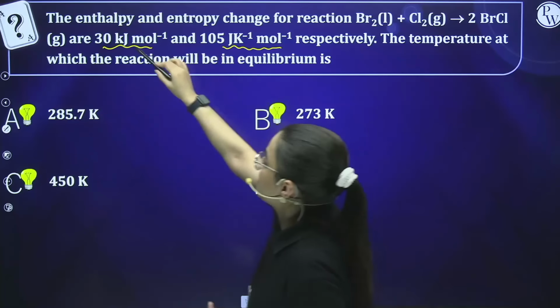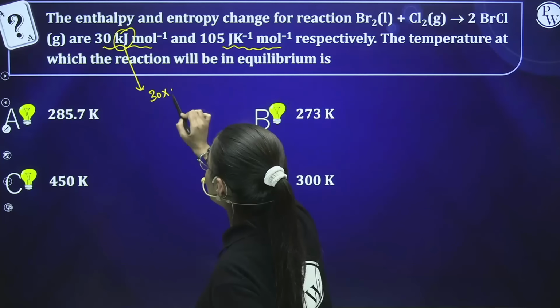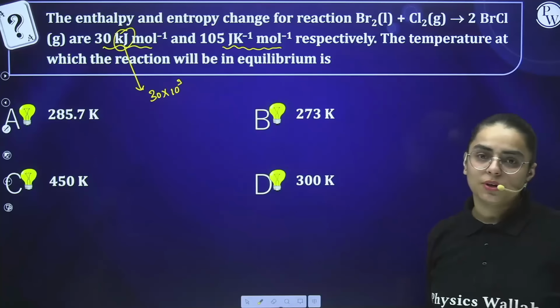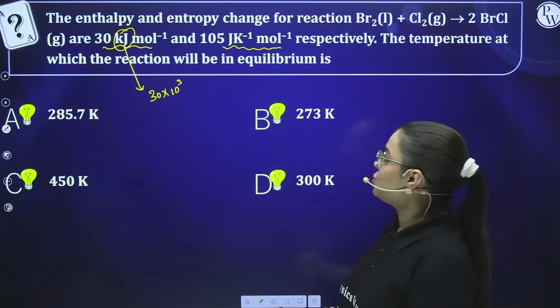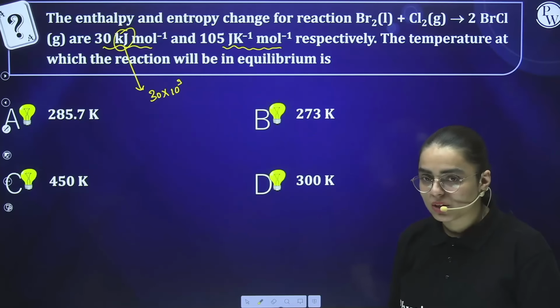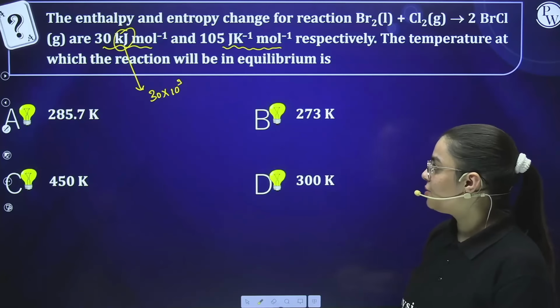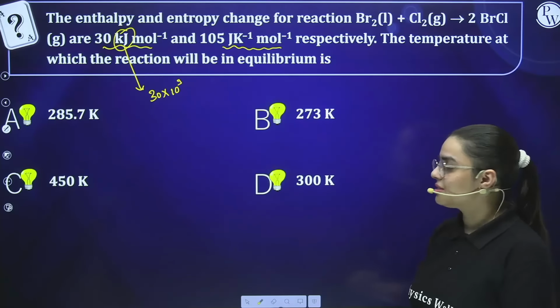Here it is given to you in kilojoule, so you need to convert it into joule, so you need to multiply it with 10 raised to the power 3. Okay, students, do not skip this step. So do remember this. After this, the temperature at which the reaction will be in equilibrium is. Now you need to calculate the temperature when there is an equilibrium. Now what are the options? A option is 285.7 Kelvin, B option is 273 Kelvin, C option is 450 Kelvin, and D is 300 Kelvin.